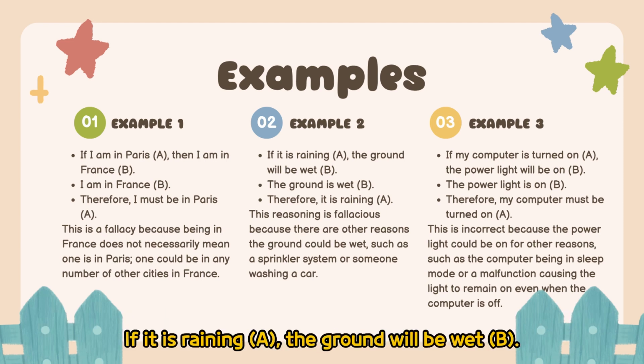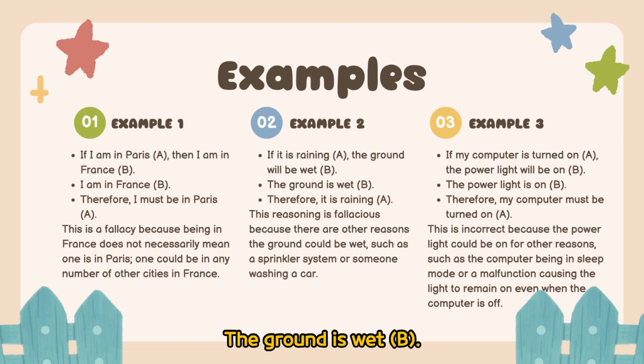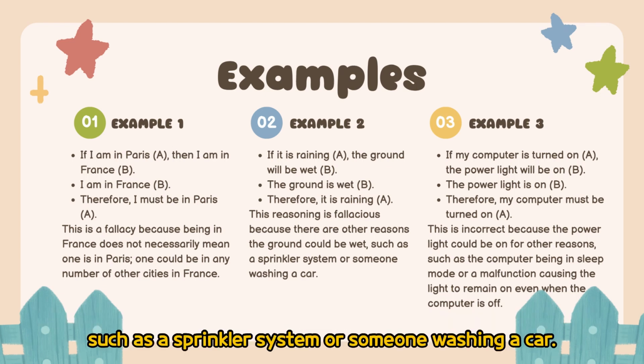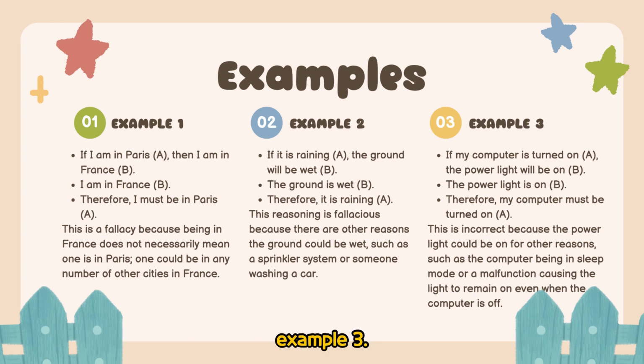Example 2. If it is raining (A), the ground will be wet (B). The ground is wet (B). Therefore, it is raining (A). This reasoning is fallacious because there are other reasons the ground could be wet, such as a sprinkler system or someone washing a car.